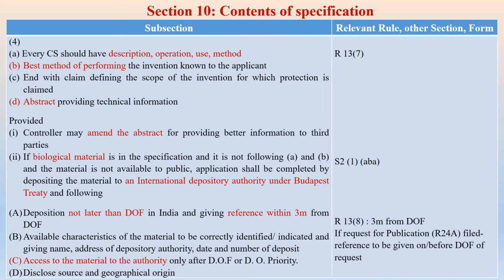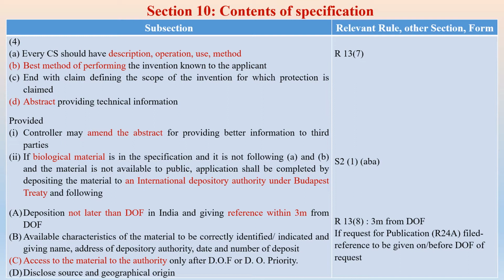There are two other points under (d). Number 1: the controller may amend the abstract for providing better information to third parties. And number 2: if there is mention of biological material in the specification and it is not following (a) and (b), that is, the complete specification does not contain the description, operation, use and method properly, or the best method of performing the invention properly, and along with that the material is not available to the public, in that case the application shall be completed by depositing the material with an International Depository Authority under the Budapest Treaty.